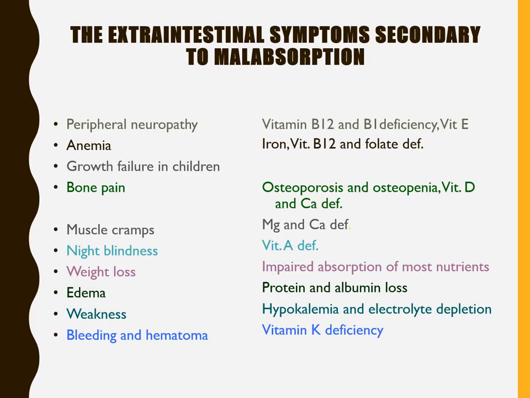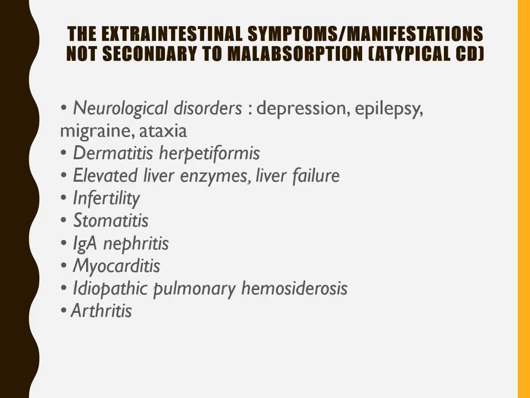There's an entity in patients with celiac disease called celiac crisis, when they have severe watery diarrhea associated with severe hypokalemia, acidosis, and severe abdominal distension. Bleeding and hematoma, we talked before about the vitamin K deficiency.